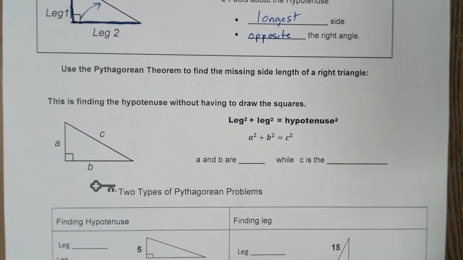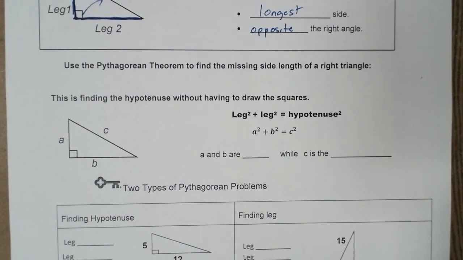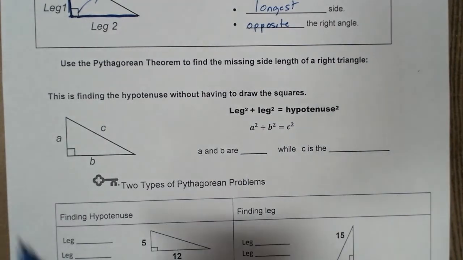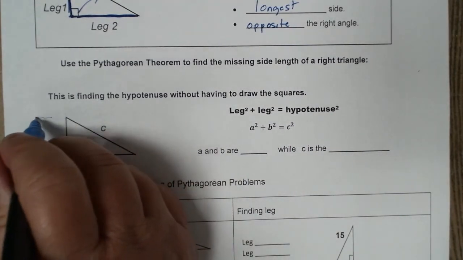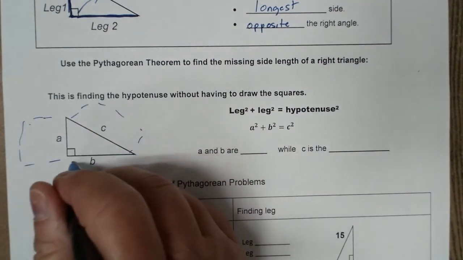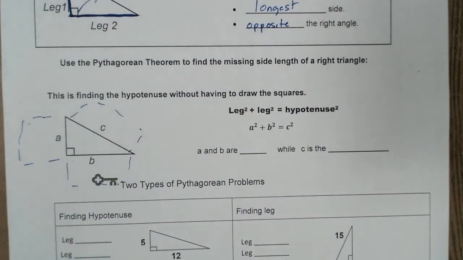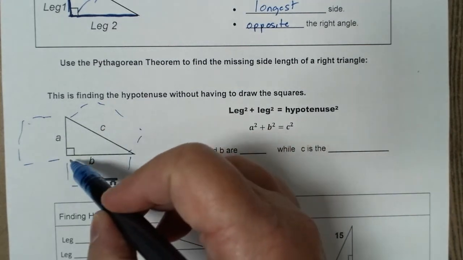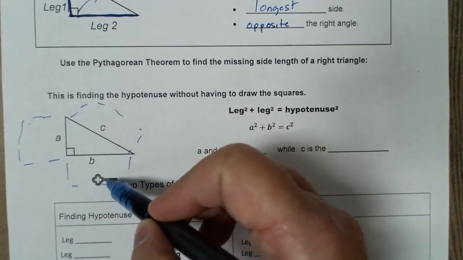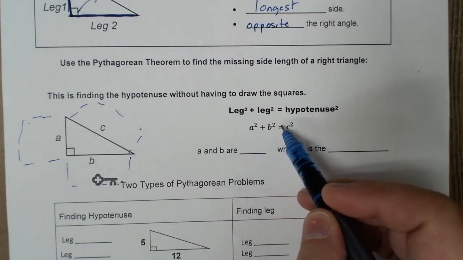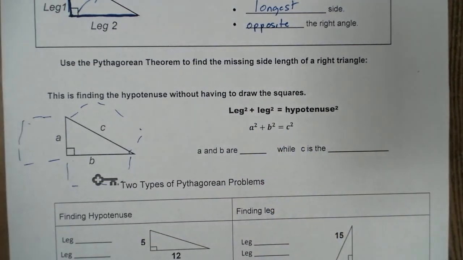We're going to use the Pythagorean theorem to find the missing side length of a right triangle. This is finding the hypotenuse without having to draw the squares. You had squares yesterday, where you had a square here, and a square here, and a square here. Now we're going to do it without them. Remember, when you had the length of a square, you squared it, and then you had the length of the other square and you squared it, and that's how a squared plus b squared equals c squared relates.